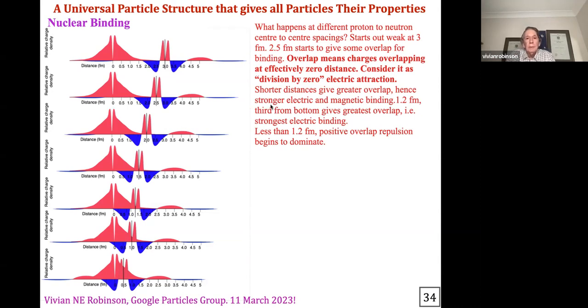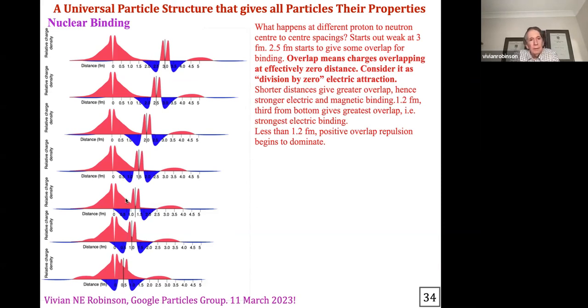The shorter distance also increases magnetic binding. And the closer you get, of course, the more the overlap, the stronger the binding, until you get to about 1.2 FM. That's about as strong as it gets.